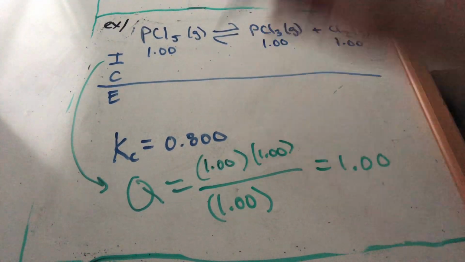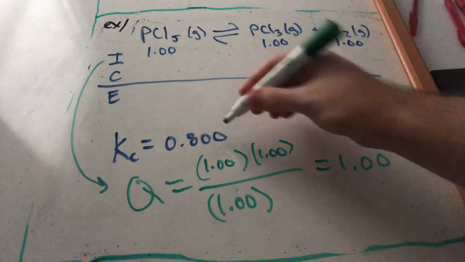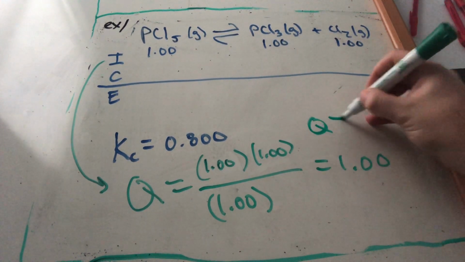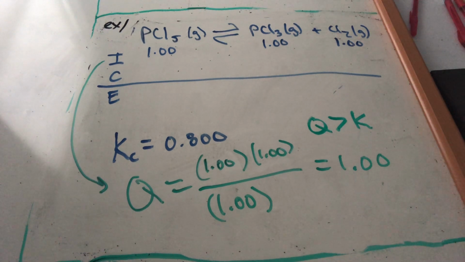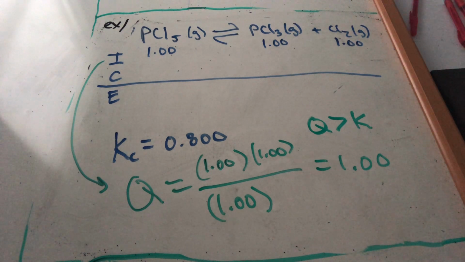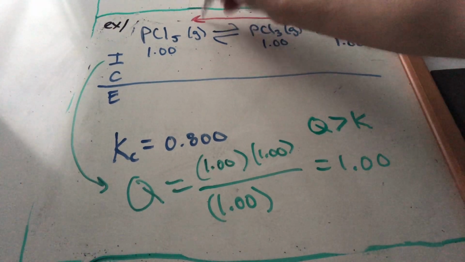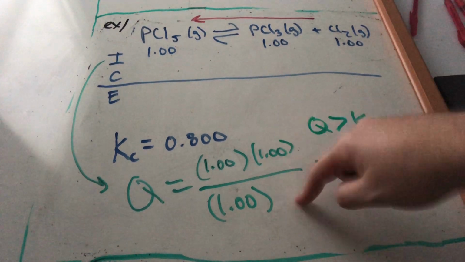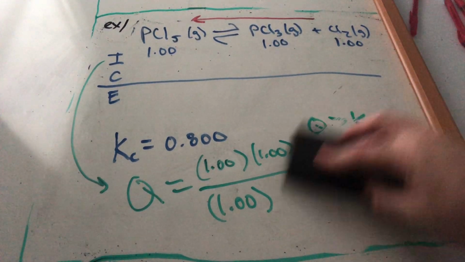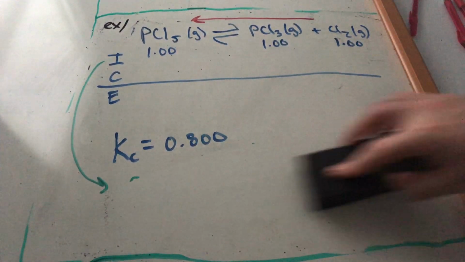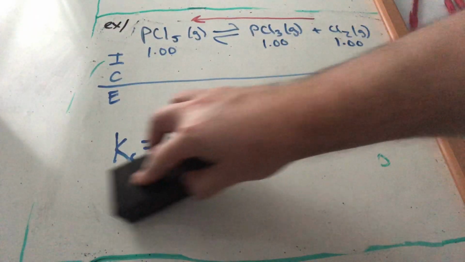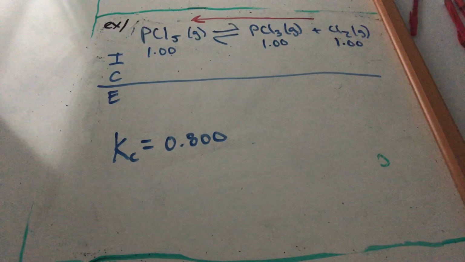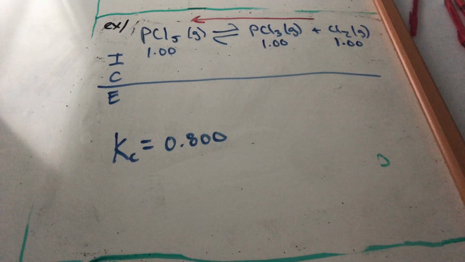How does Q compare to K? Well, in this instance, we can see Q is greater than K. Do you remember what happens now? Well, Q is too big, which means that the products are too big. And so then that tells us that we're moving in this direction, okay? So to get to equilibrium, we have to lower the products and add to the reactants. So then let's finish out this ice table now that our K versus Q check is complete.